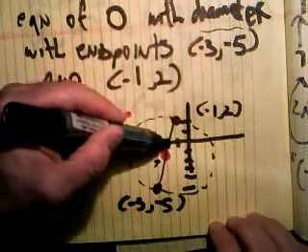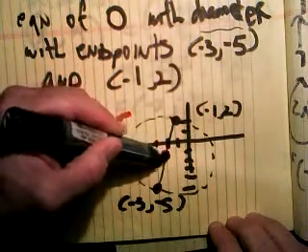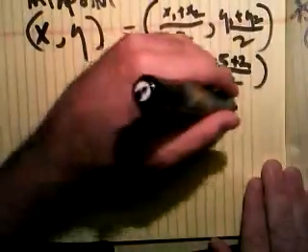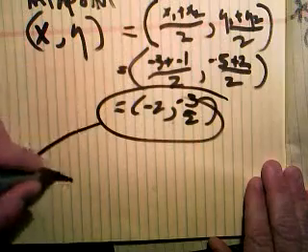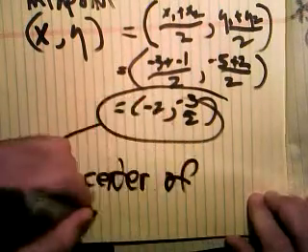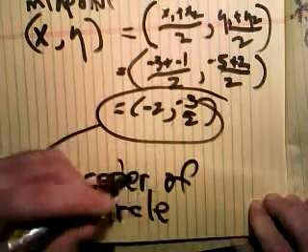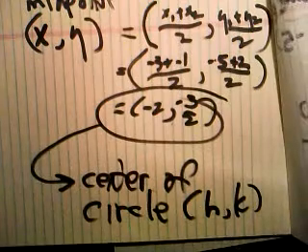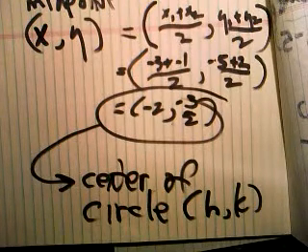Got -1, and yeah, it's about the right spot. Okay, so we've found the center of the circle. And this is also known as H and K, which we substitute back into that first problem we went through.